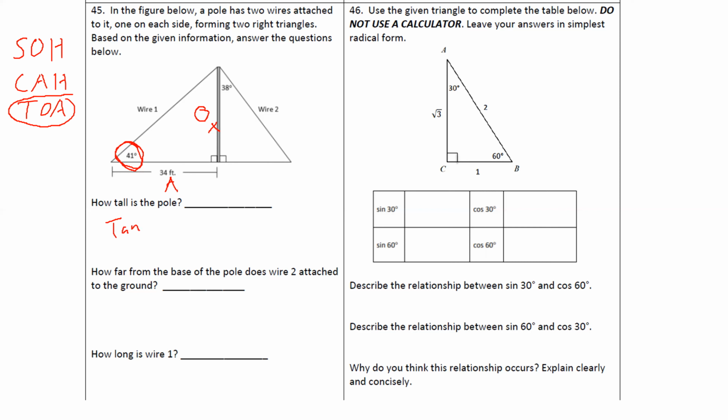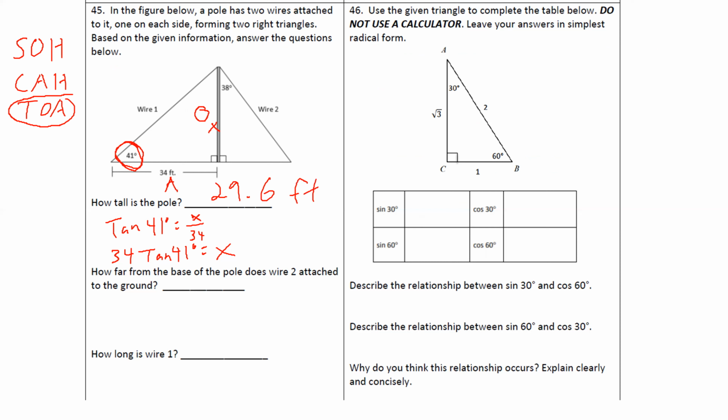So tangent of the angle measure, 41, equals opposite, which is what I'm trying to find, X, over adjacent, which is 34. To get X by itself, we're multiplying 34 out of the denominator to the other side. So 34 times tangent of 41 is going to give us our answer. So plug it in. 34 times tangent of 41 is 29 point, I'm going to round it off to 29.6. And this will be in feet.